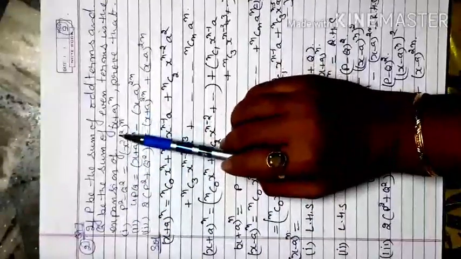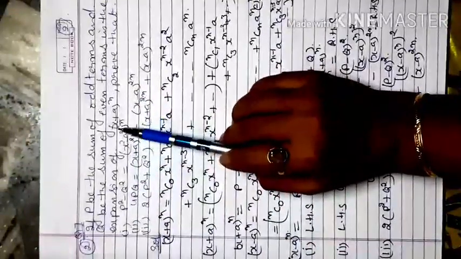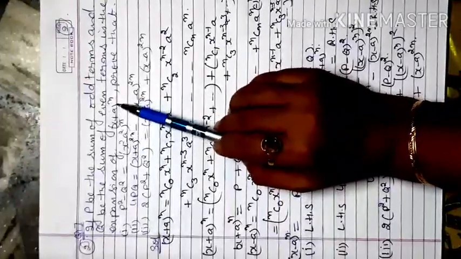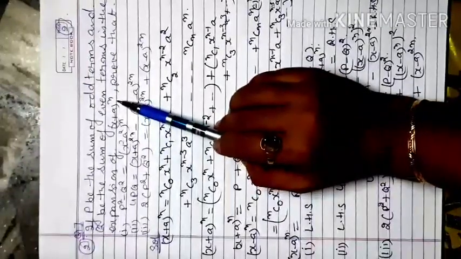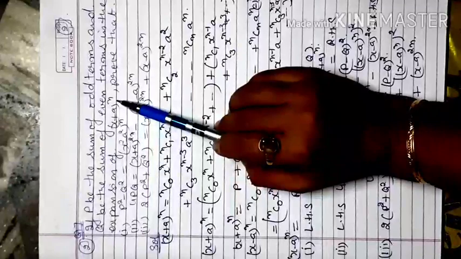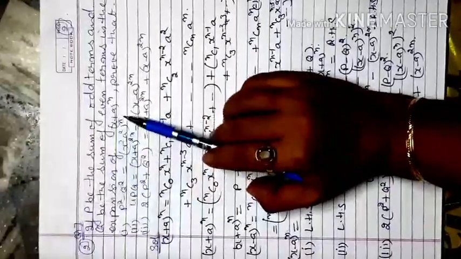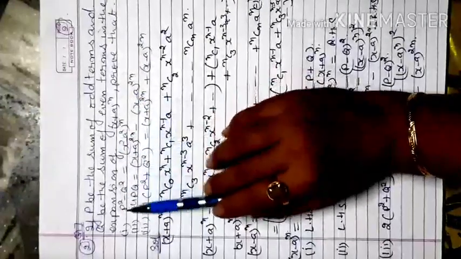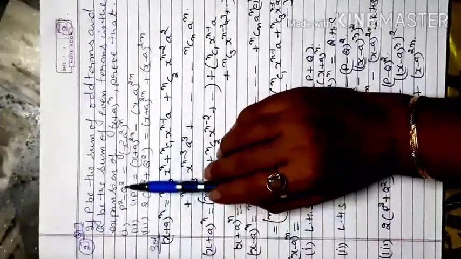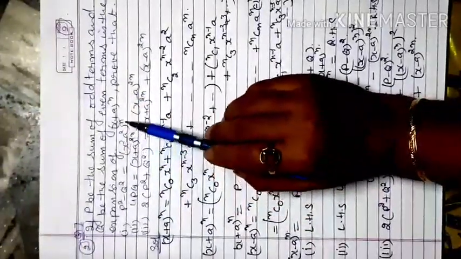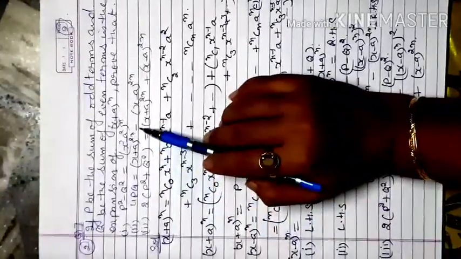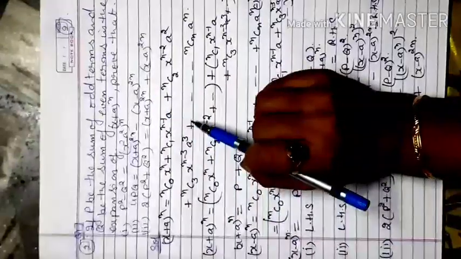So according to that, that is the expansion. If you expand x plus a raised to power n, among them if you add all odd position terms, that will be named as p, and if you add even position terms, that will be named as q. So according to that, you have to prove p square minus q square is equal to x square minus a square raised to power n. 4pq is equal to x plus a raised to power 2n minus x minus a raised to power 2n.